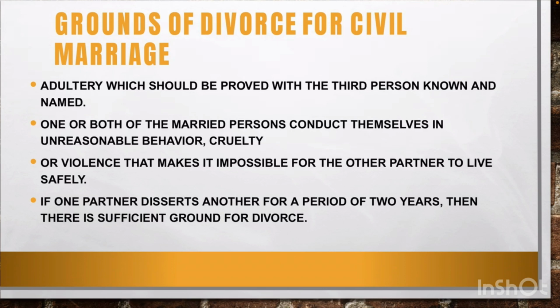One or both of the married persons conduct themselves in unreasonable behavior, cruelty, or violence that makes it impossible for the other partner to live safely. So now listen. If one partner deserts another for a period of 2 years, then there is sufficient ground for divorce. So desertion also here is a ground for divorce if it happens for a period of 2 years.